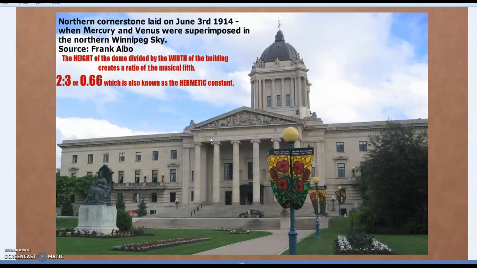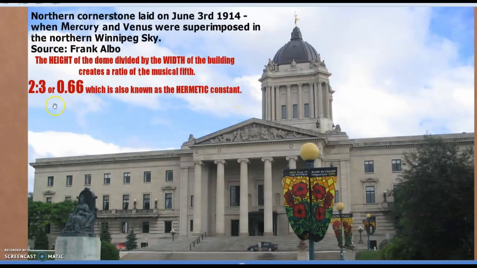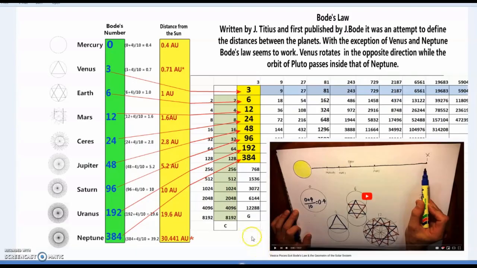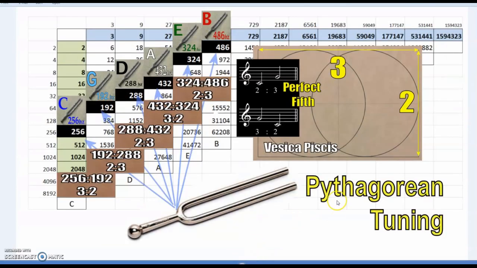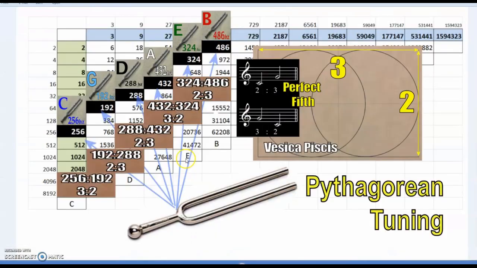The Manitoba Legislative Building has the same, so the height to the width of the building includes this, what's the Hermetic constant, as it's at Hermes, this ratio of 2 to 3, which is very musical, the perfect fifth. Actually, this is out of order, but anyway, Bode's law. Okay, we'll cover that later. So we come back to Pythagorean tuning, the vesica Pisces 2 to 3. Again, like with these harmonic numbers beginning 2 and 3.